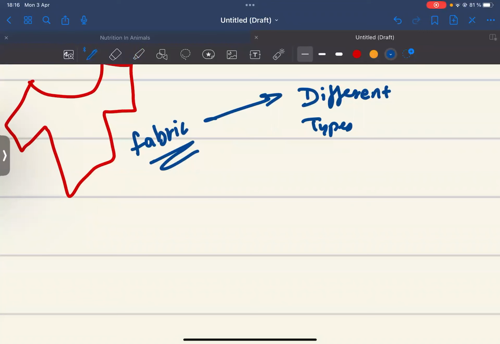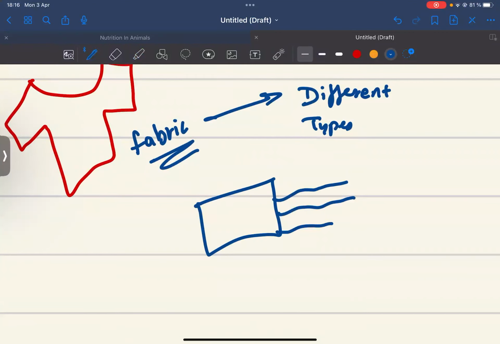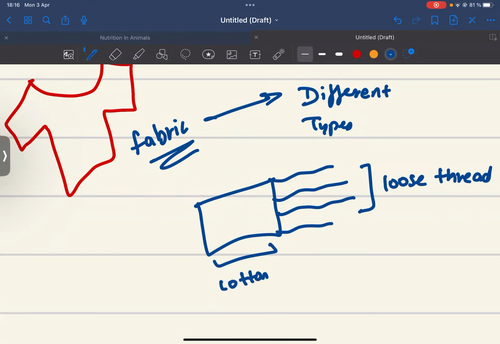Now, there's an activity that is given in your book, which is: select a piece of cotton fabric. And now you try to find a loose thread. So you take a cotton cloth. You can see a thread that is coming out of the cloth. Okay. This loose thread is called yarn. Okay, yarn.